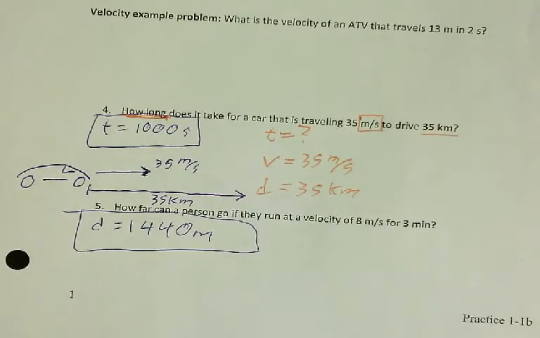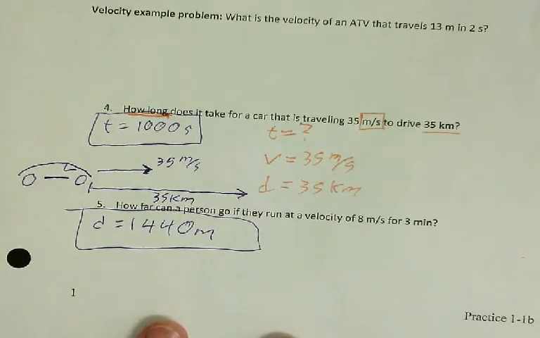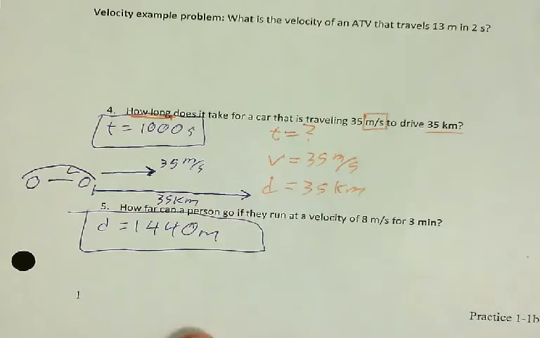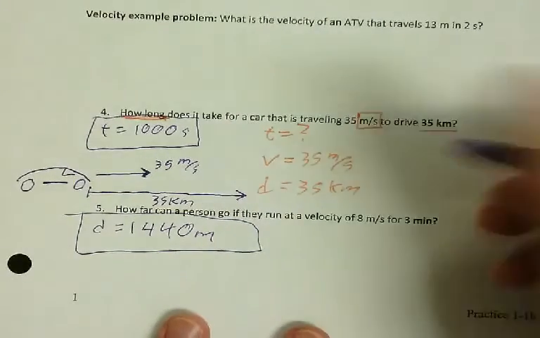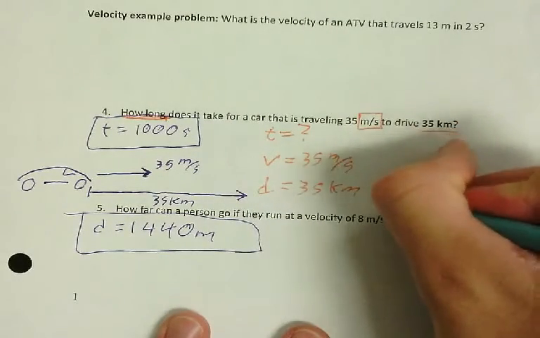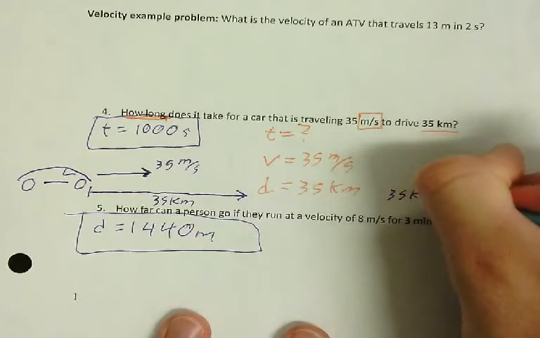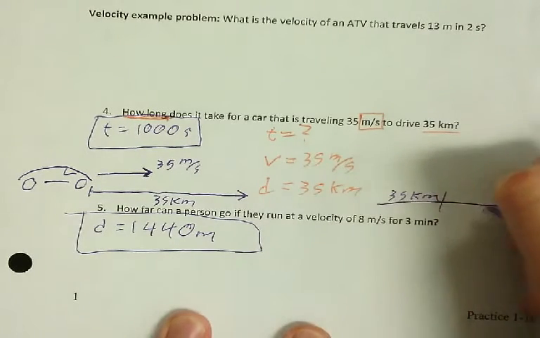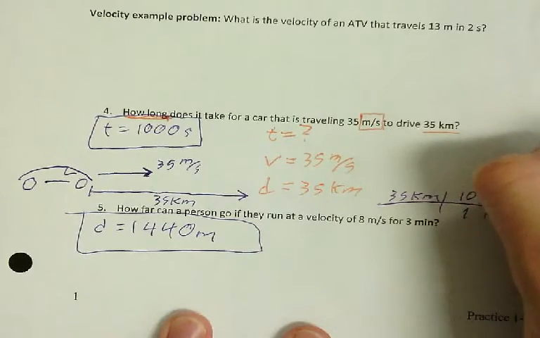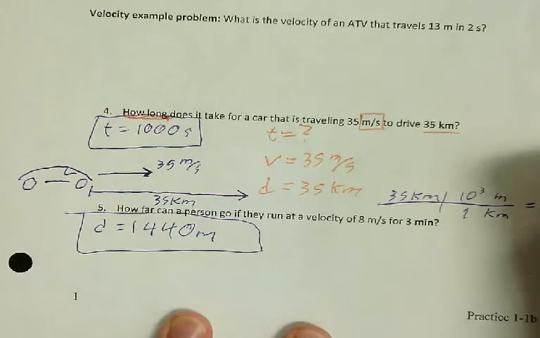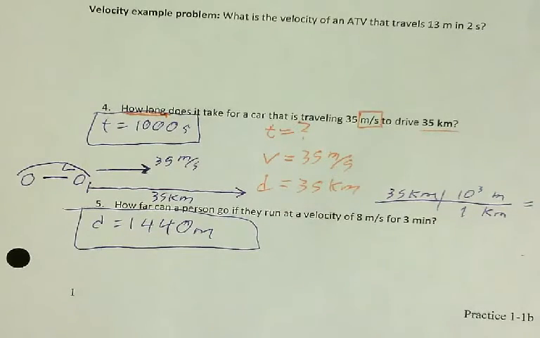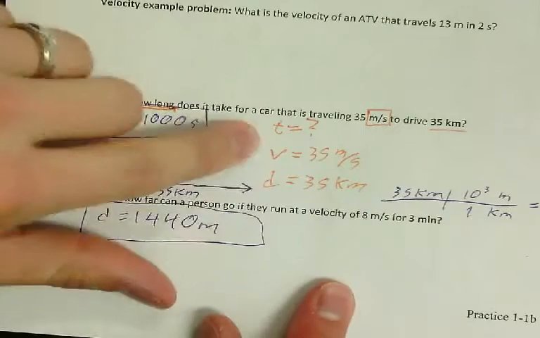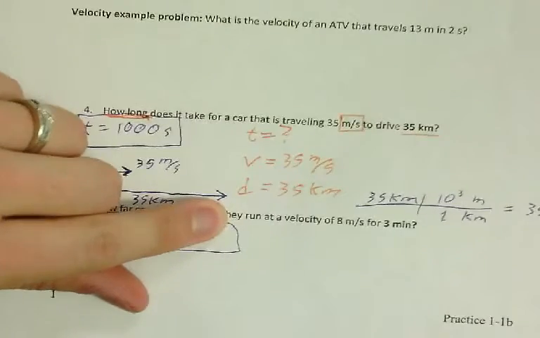If you want to show your work for that, if that helps you, do it. If you don't need to show your work because you know how to do it in your head, great. But for those of you who are still working through conversions, it would be 35 kilometers. For every 1 kilometer, there's 10 to the third meters, and that gives you 35,000 meters. So now that I've got my knowns and unknowns listed, what do I do next?